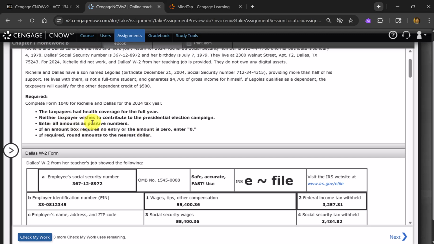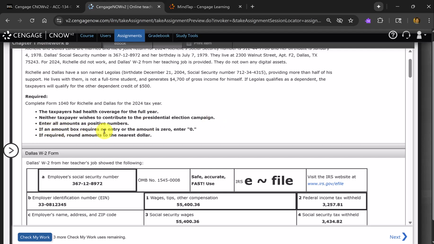The taxpayers had health coverage for the full year, health insurance coverage. This is really a moot point. They don't ask information like this anymore on the 1040 form like they did in past years. Neither taxpayer wishes to contribute to the presidential election campaign. I'll point that out after going through this list here.